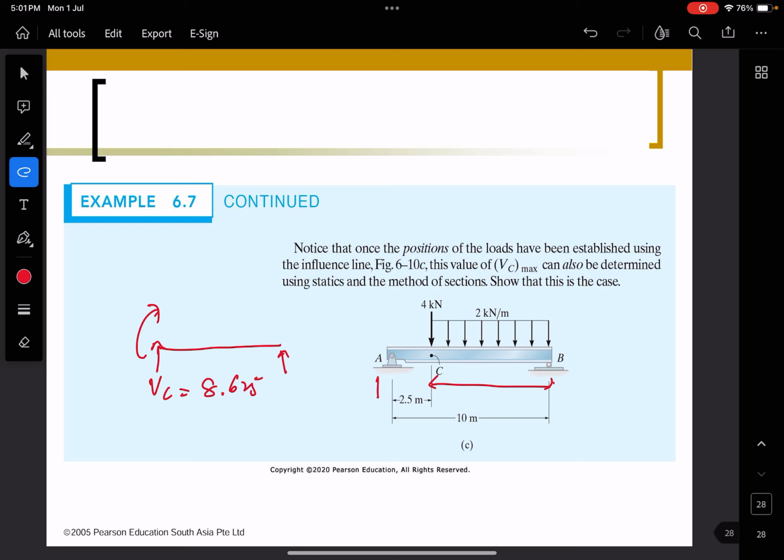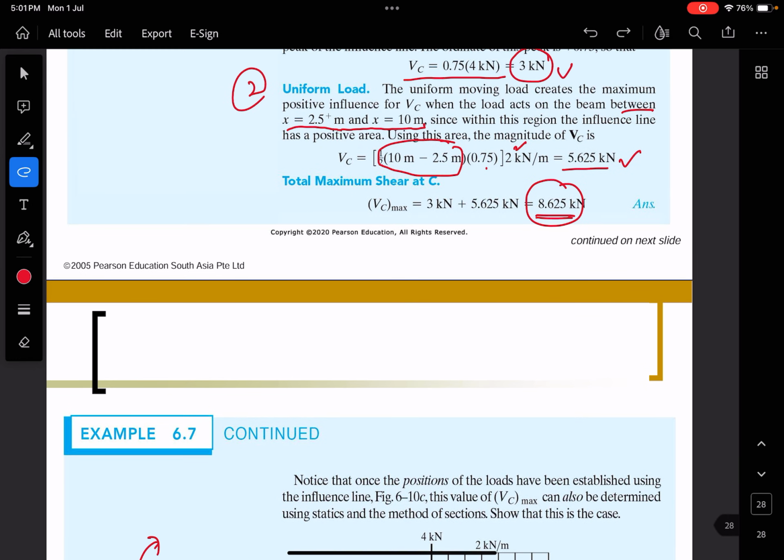But before that, you need to find what is RA and what is RB. So based on that calculation, RA is 10 and RB is, what is RB? Summation of moments. Oh, sorry. You need to calculate, not 10. You need to calculate that. Okay. So this is the other way that you can check whether your result is correct or not.